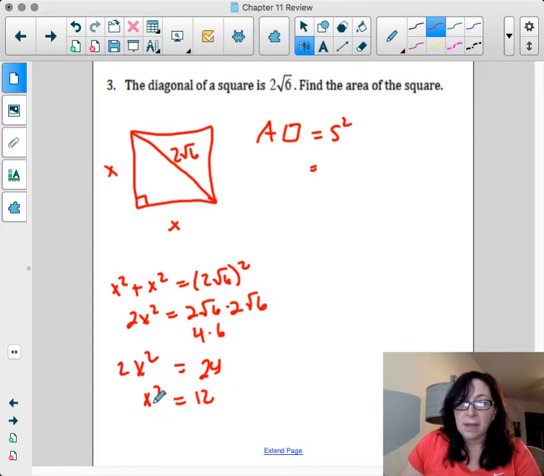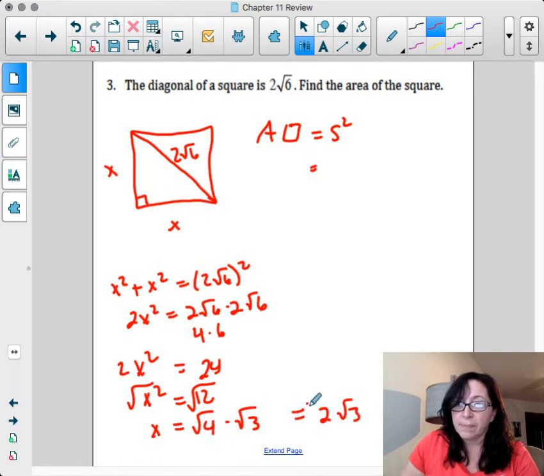And then we're going to square root both sides. And we get x equals the square root of 4 times the square root of 3. Square root of 4 is 2. So this becomes 2 root 3. So that's the length of one of my sides right here.